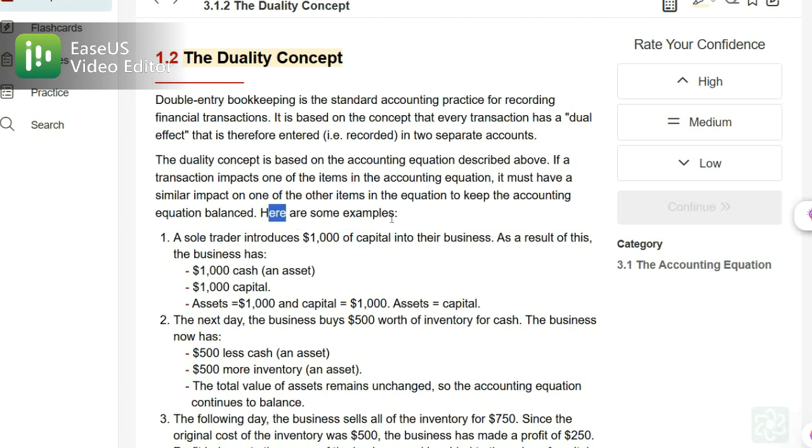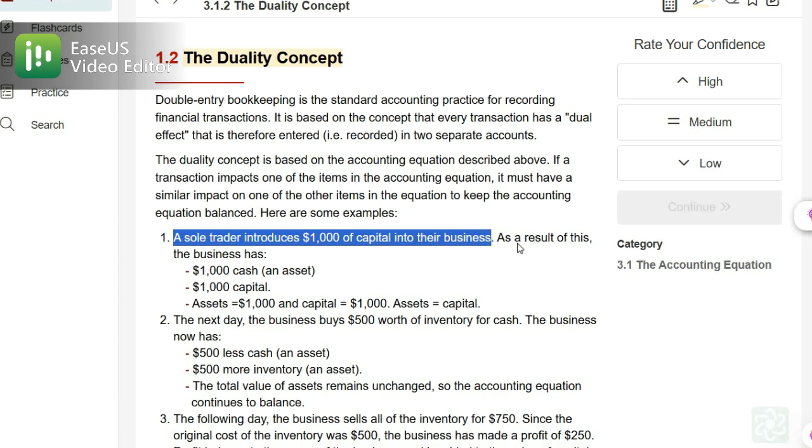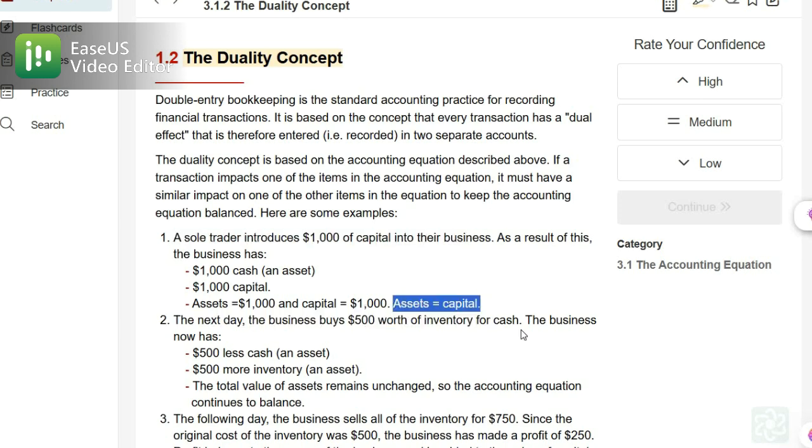Here is an example: a sole trader introduces $1,000 capital into their business. As a result, what happened? The business has $1,000 cash, which is an asset, and $1,000 capital, because they are introducing $1,000 into the business. So when the owner invests $1,000, the cash, which is an asset, increases, and the capital is also increased by $1,000. So asset is $1,000 and capital is $1,000. Asset is equal to capital.